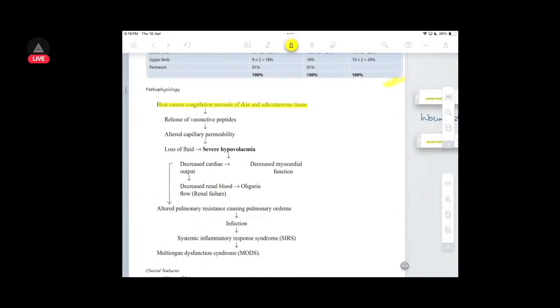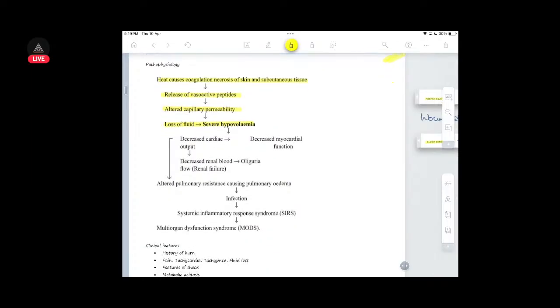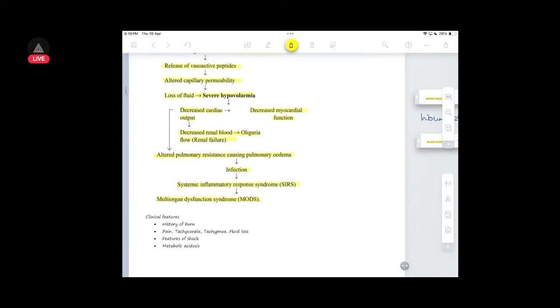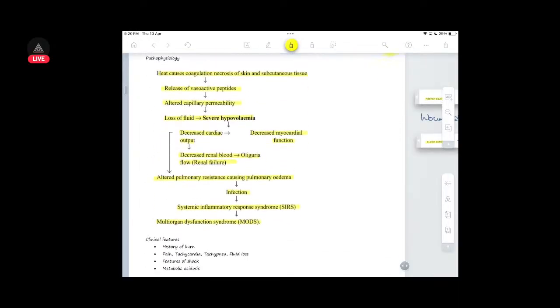Pathophysiology: heat causes coagulative necrosis of skin and subcutaneous tissue. Vasoactive peptides are released, altering capillary permeability, with loss of fluid leading to severe hypovolemia, leading to decreased cardiac output and decreased myocardial function, decreased renal output leading to oliguria and renal failure. Altered pulmonary resistance causes pulmonary edema, and infection leads to severe systemic inflammatory response and multi-organ failure. All of this is the pathophysiology. Coagulative necrosis of skin, then severe hypovolemia, decreased cardiac output, pulmonary edema, decreased renal blood flow, oliguria, decreased myocardial function.